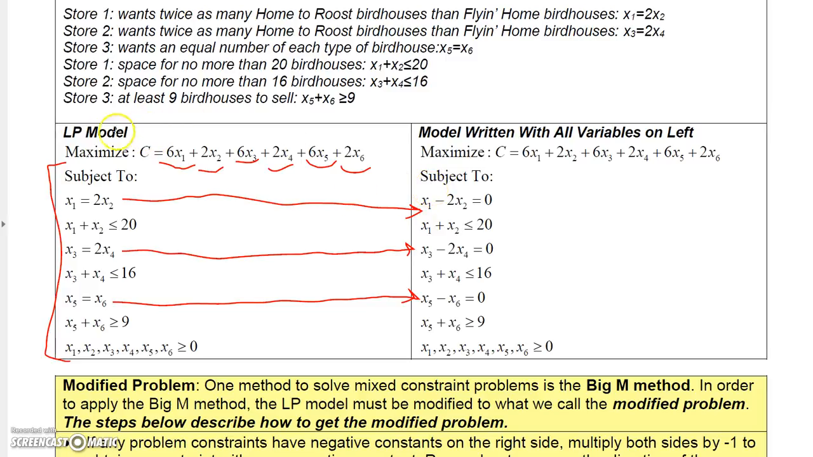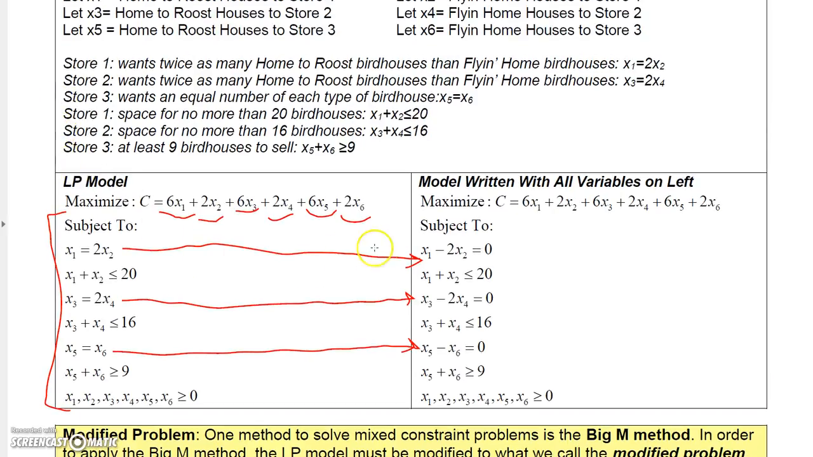But this is just another problem, and notice you've got mixed constraints here. You've got less than or equal to constraints, you've got equal to constraints, and you've even got a greater than or equal to constraint. So there's several different types of problems you can run into out there.